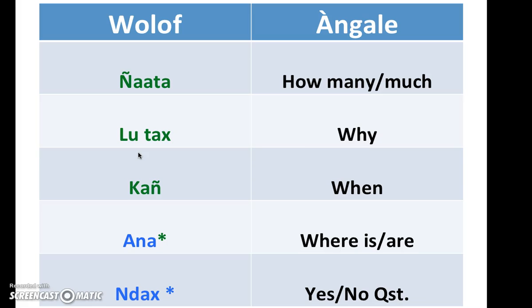Then we have two other question structures that are not as regular as the other ones that we saw. The first one is ana. Ana means where is or where are. So it includes a question structure and a verb. So there is a verbal structure in it. Ana more, where is more. Ana more ak Paul, where are more and Paul. So ana. Then we have ndach.